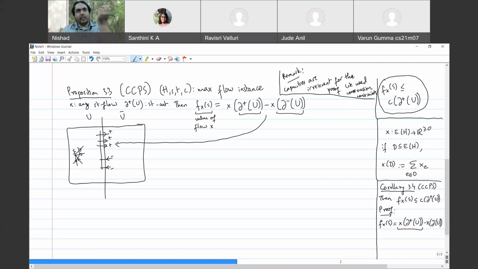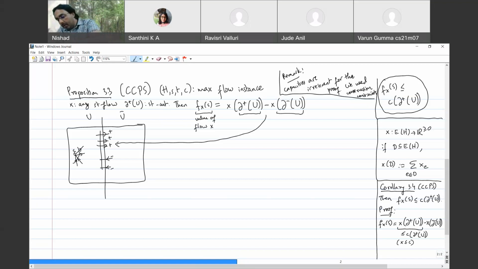Exactly. So basically what we are doing is we are summing up, for all the arcs, the x value for that arc. But by the capacity constraints, which we are going to use here, we know that each of them is less than or equal to the capacity of that arc. And so the summation of all the x values is going to be less than or equal to the summation of all the capacities. So this quantity is less than or equal to the sum of all the capacities, and this is because the x value is less than or equal to c. Right?